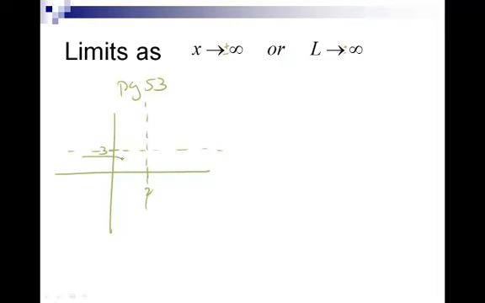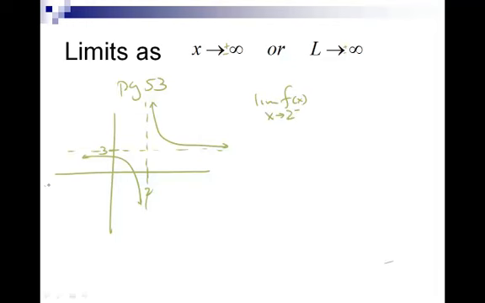Okay, so first of all, let's take a look at the picture on page 53. And we're going to be looking at the graph here. And you can see that there are some asymptotes involved, one at y equals 3, and one at x equals 2. And our graph is a hyperbola. Looks like this.